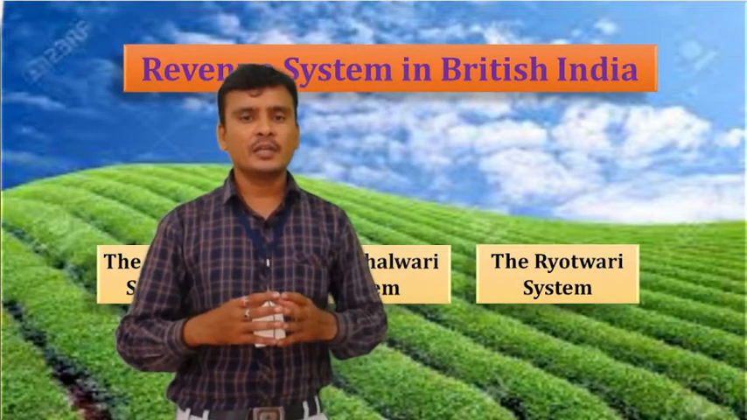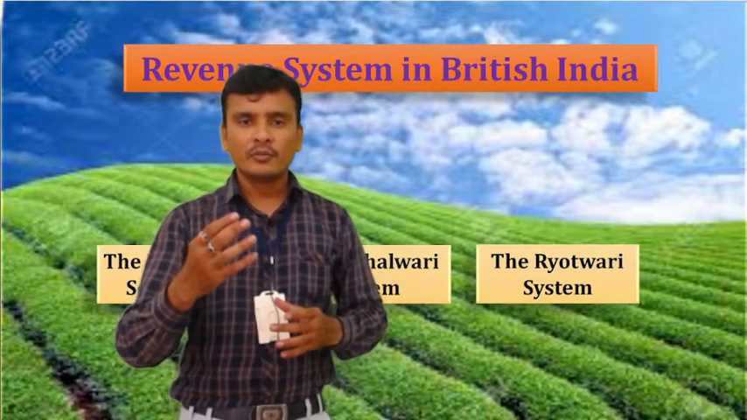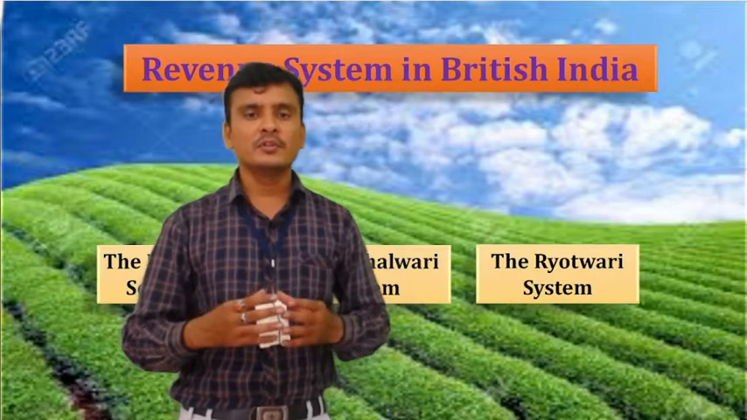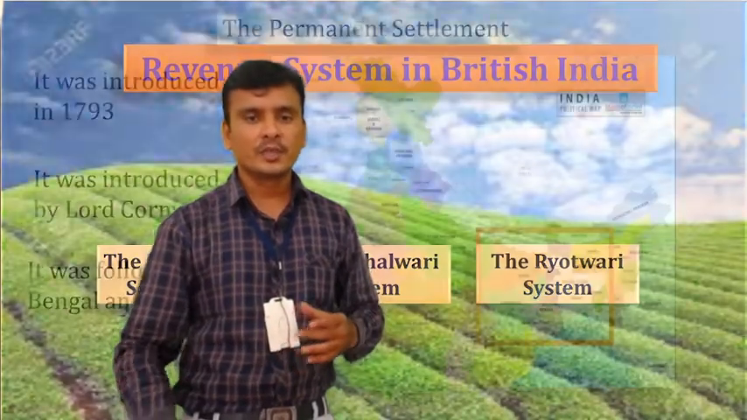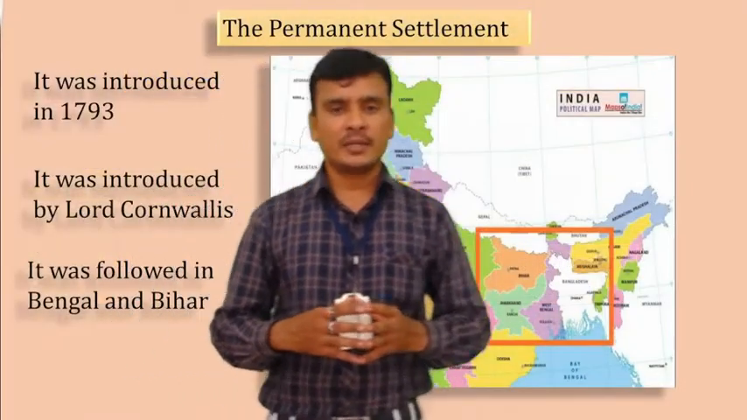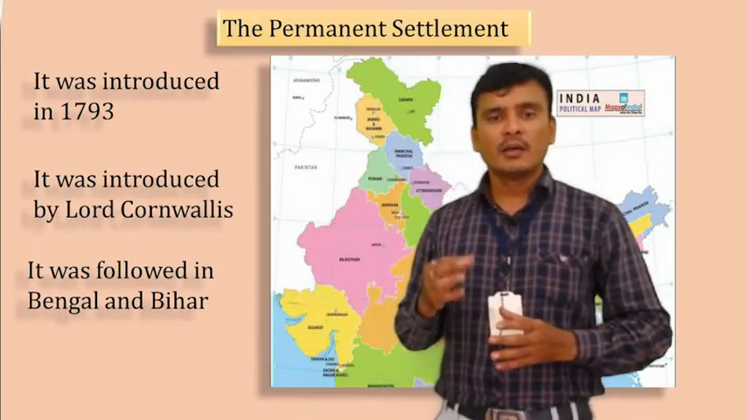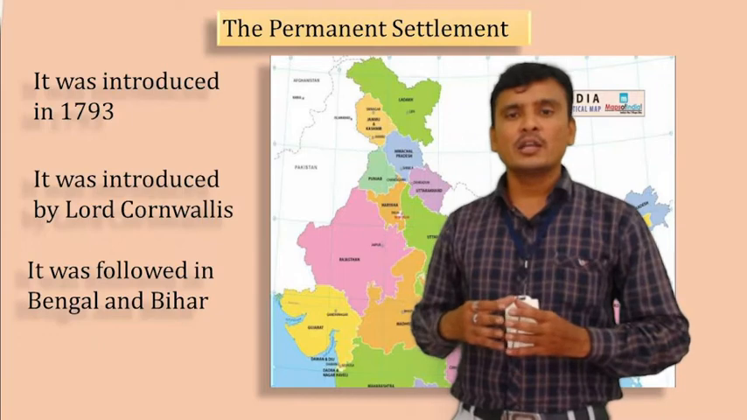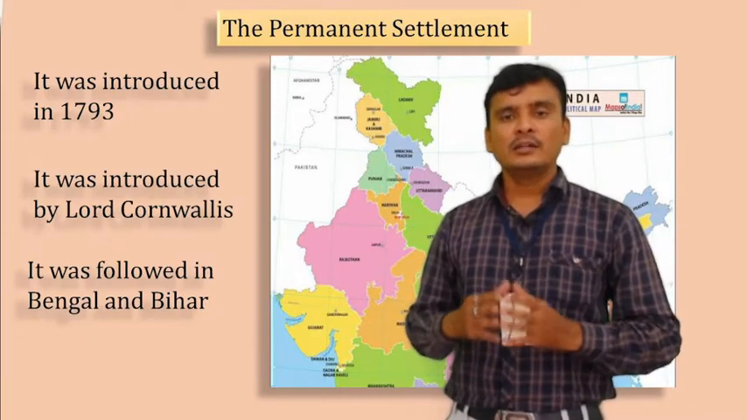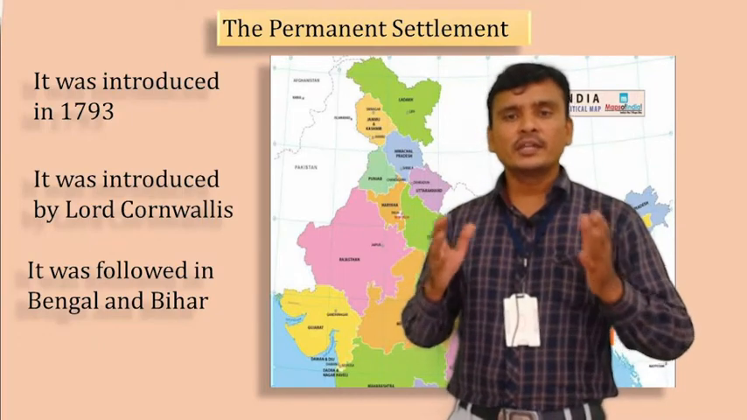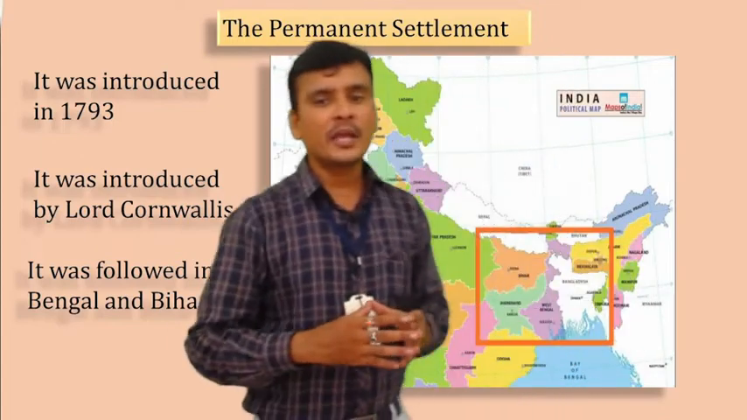When the British came to India, they introduced various new systems to collect revenue from the farmers. First one is the Permanent Settlement. It was introduced in 1793 by Lord Cornwallis. The region where it was introduced was Bengal and Bihar.